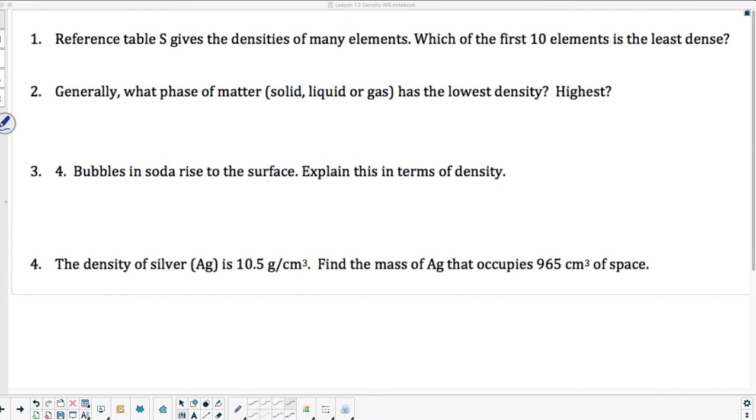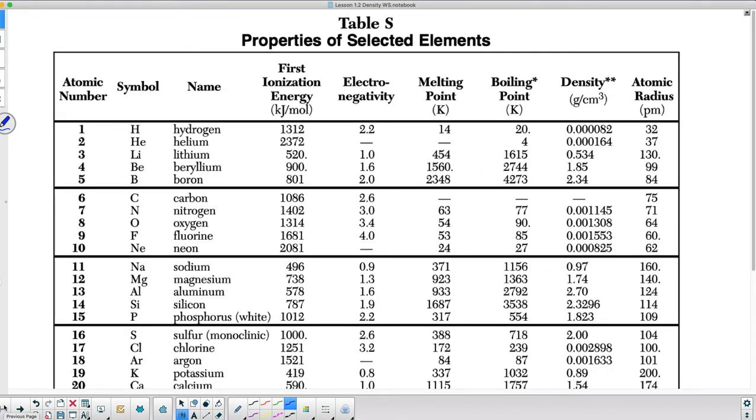So the reference table S gives the densities of many elements. Which of the first 10 elements is the least dense? So we go to reference table S. This is the reference table that, when I go back through, you'll see is usually the second to last page in that packet of papers that I gave you that has all kinds of information on it. So we go through here.